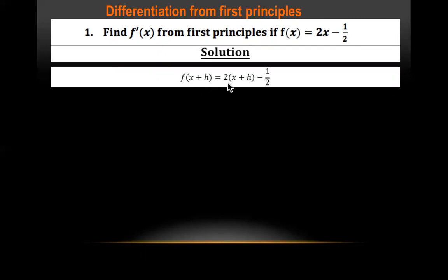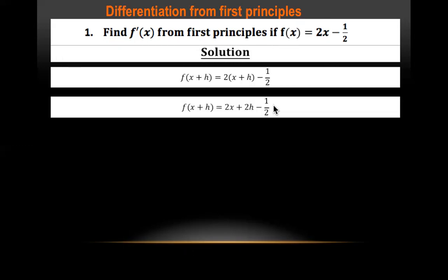So in the y2, remember in this bracket we are supposed to have x. So when we don't have x, then it means x plus h must be used to replace x in this column. We have 2x, but our x now changes to become x plus h. What does it mean? Wherever there is x, you substitute x plus h. So it becomes 2 into bracket x plus h minus 1 over 2.